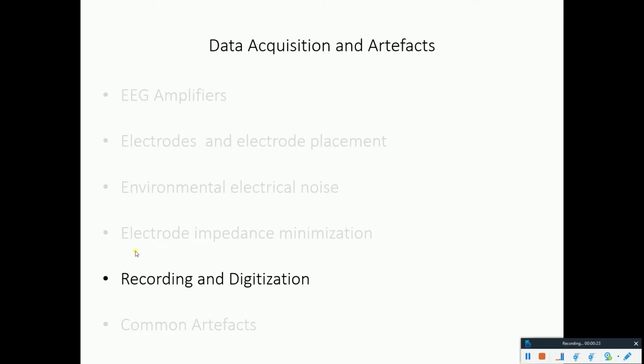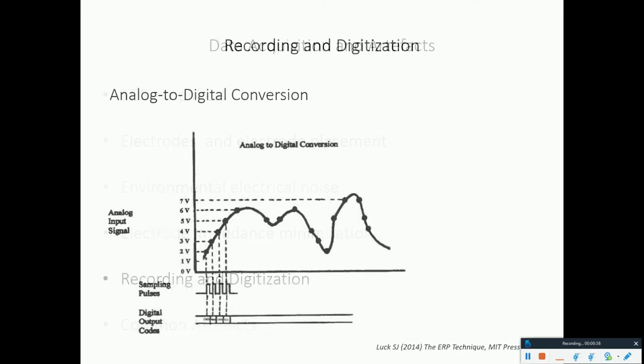And one important thing that one has to do, namely electrode impedance minimization. And now we want to think more about recording and digitization, and for example, also why this amplification is required.